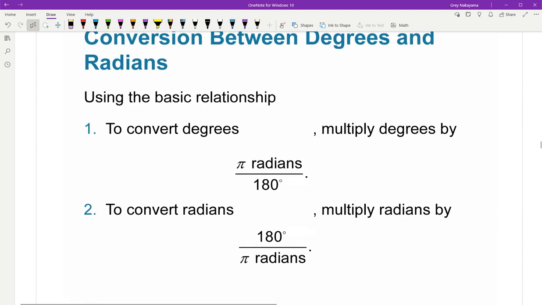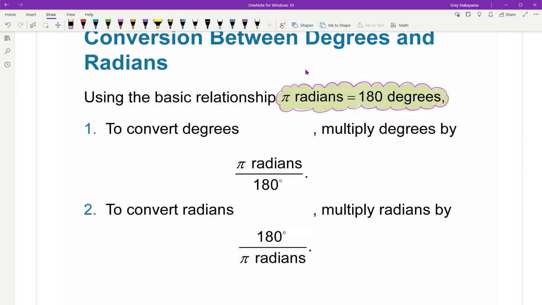Now, how do we convert between degrees and radians? You're going to remember the basic relationship that pi radians is equal to 180 degrees. And one of the ways that I remember this is whatever you need to go to. So to convert degrees to radians, then I'm going to put radians on the top. If I'm going to degrees, then I'm going to put degrees on top. If you think about, y'all, 12 inches is equal to 1 foot. If I'm converting to inches, then I want 12 inches on top and 1 foot on the bottom. If I'm going to feet, then I'm going to multiply by 1 foot over 12 inches. So it's a similar thing.